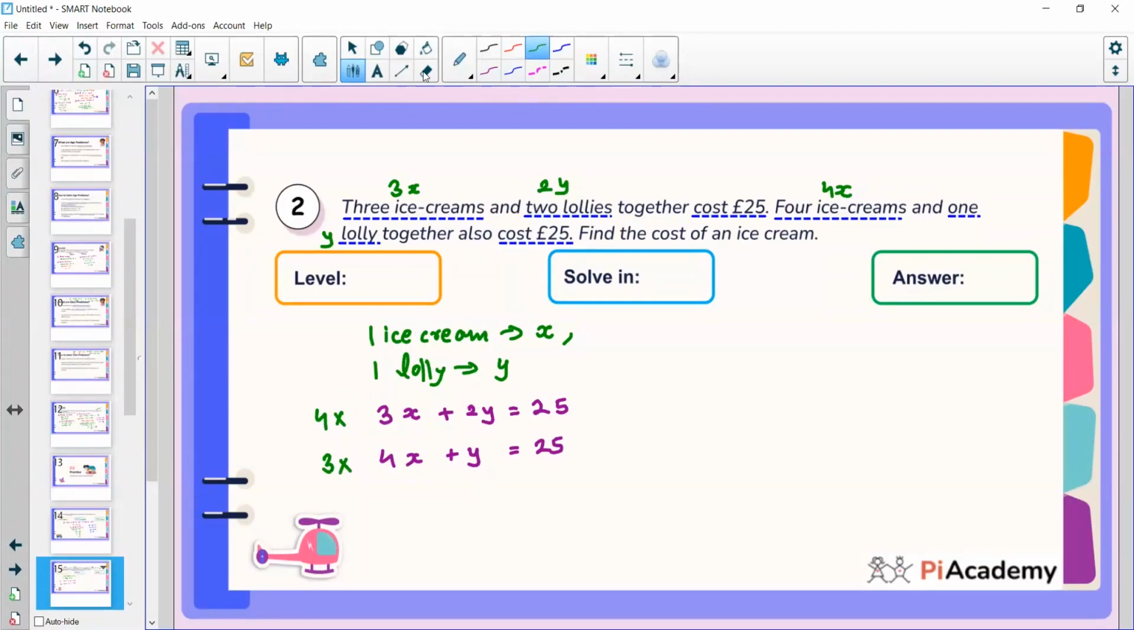That would give you 12x, but that is a lot more time consuming. Instead, you could easily check the coefficient of y. You got 2y and you got y over here. So if you just multiply this entire equation by 2, you would get 2y, which will make the coefficient the same, right? So 4 times 2 is 8x plus 2y equals, what is 25 times 2? It's 50. So now you have 8x plus 2y as 50.